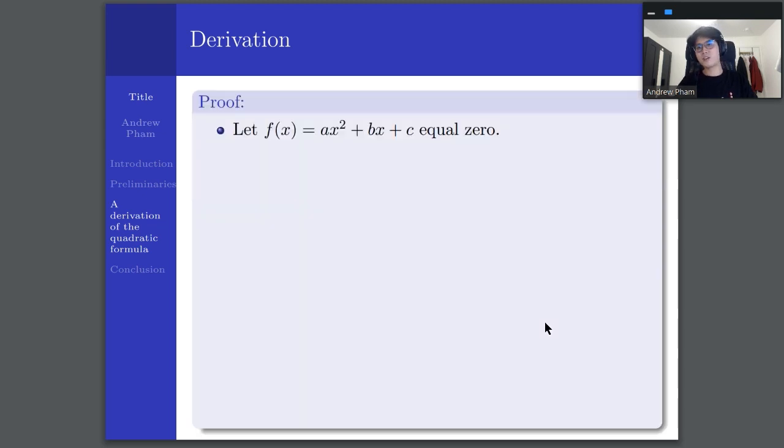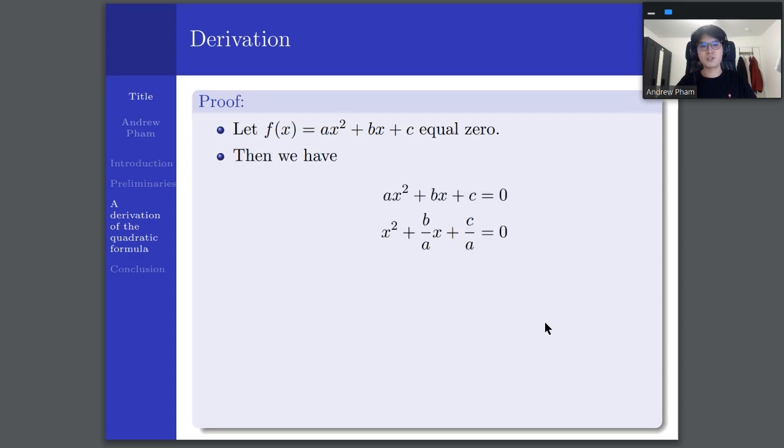So first we're going to let f equal to 0. That is ax squared plus bx plus c is equal to 0. And then we're going to divide every single term by a, because remember, completing the square requires your leading coefficient to be 1. And we can divide by a because a is non-zero.